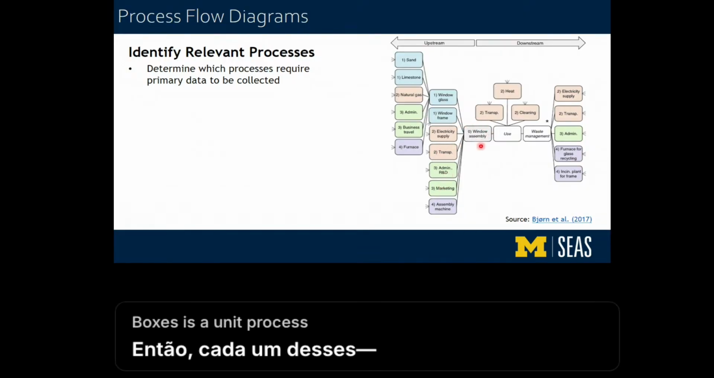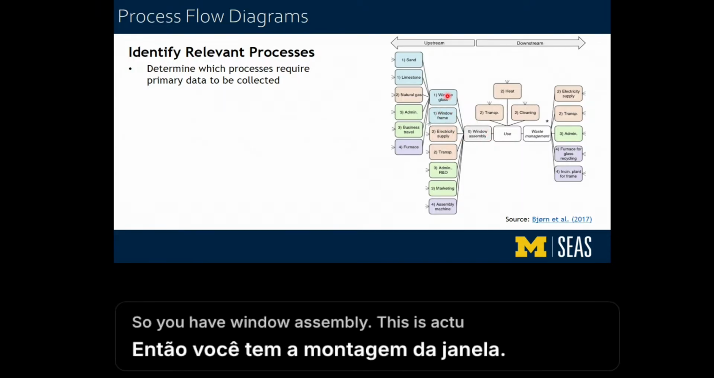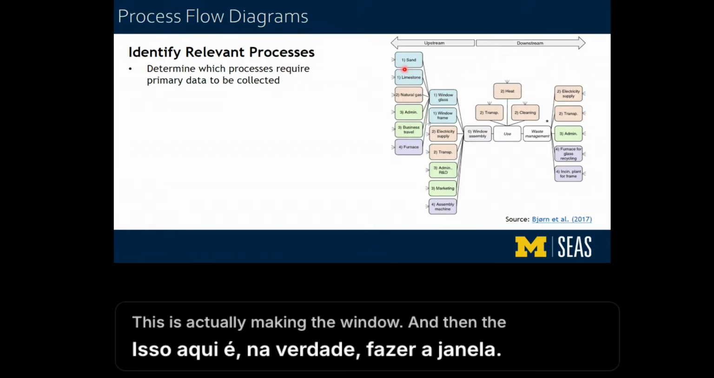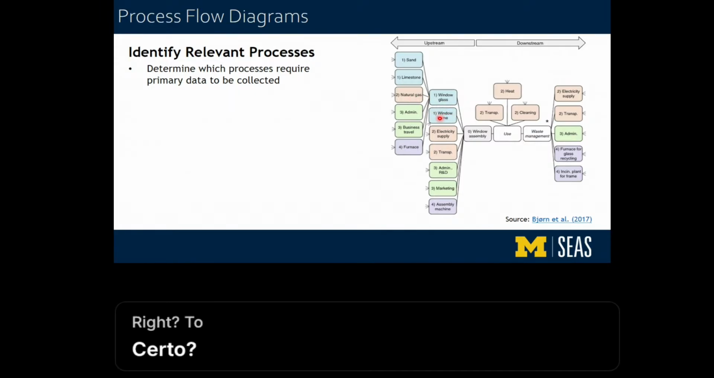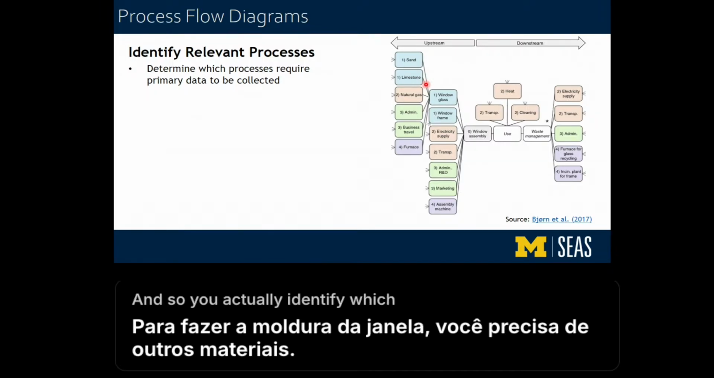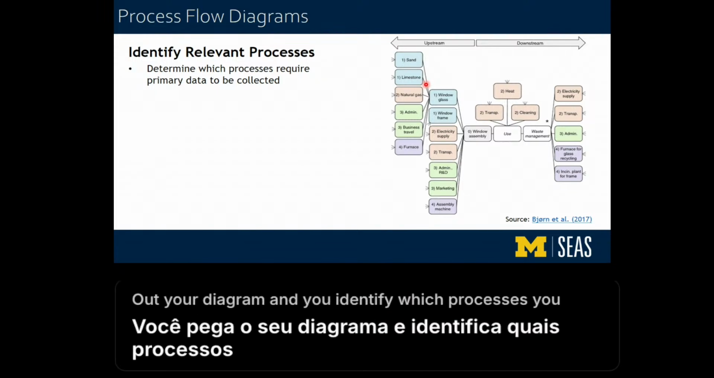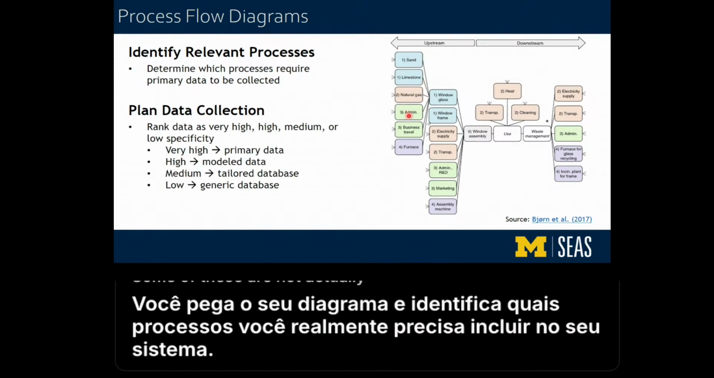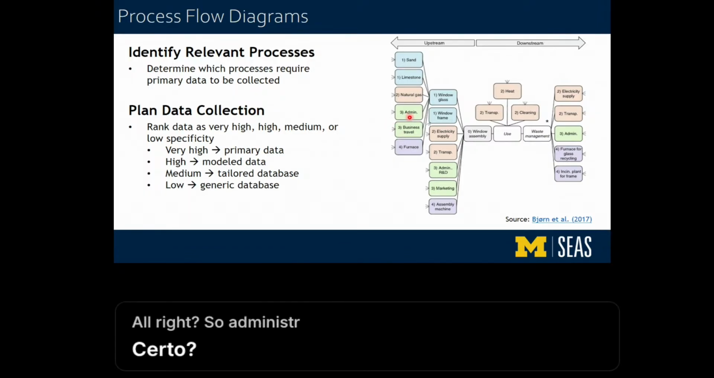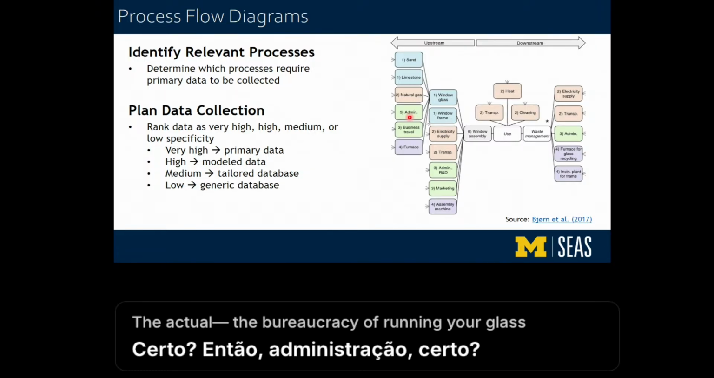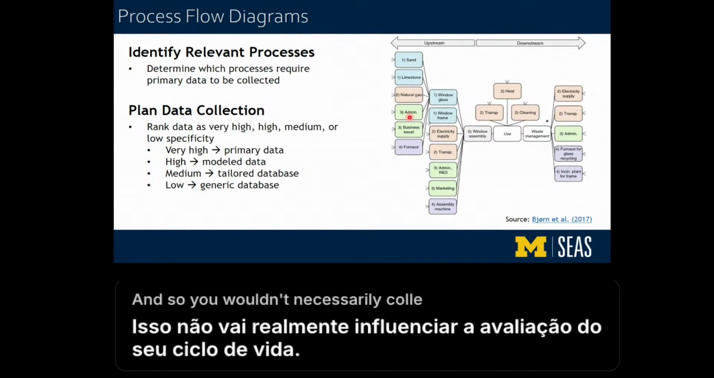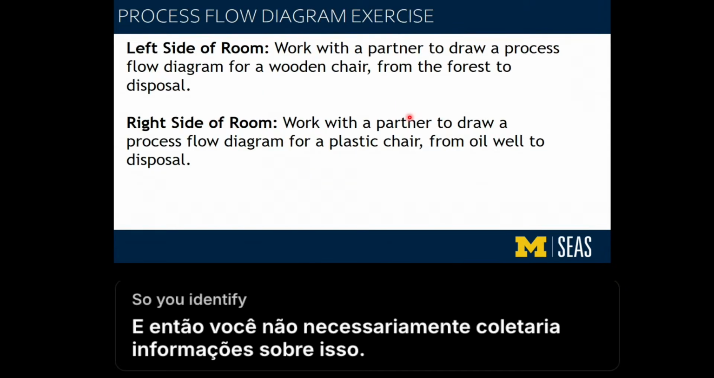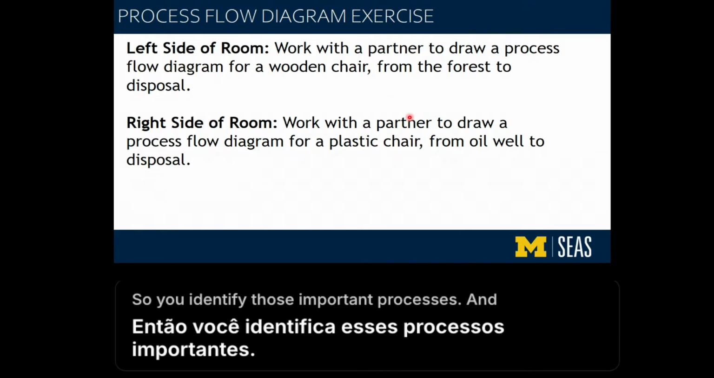So you have window assembly. This is actually making the window. And then the glass that goes into that. To make the glass, you need sand and limestone. You need natural gas, right? To make the window frame, you need other materials. And so you build out your diagram and you identify which processes you actually need to include in your system. Some of these are not actually important, all right? So administration, right? The bureaucracy of running your glass factory is not really going to influence your life cycle assessment. And so you wouldn't necessarily collect information on that. So you identify those important processes and you draw out your system, all right?